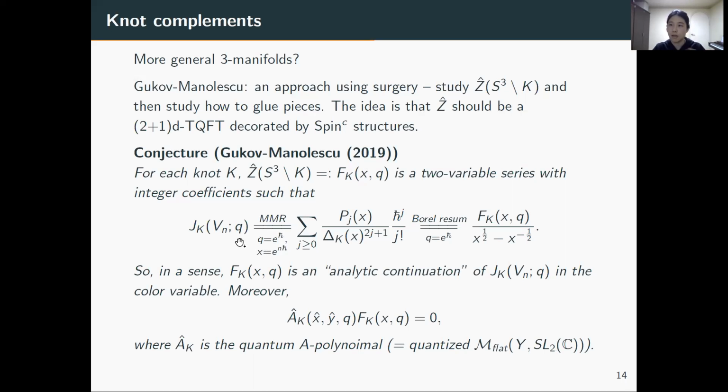The colored Jones polynomials are simply expectation values of the Wilson line operators along K, if we color the Wilson line with the n-dimensional irreducible representation of SL2. So from this relation, in a sense, F_K is an analytic continuation of the colored Jones polynomials in the color variable.